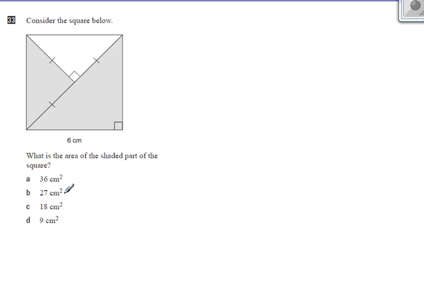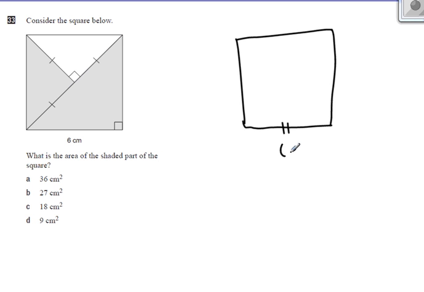Okay, looking at the next question. It says, consider the square below. What is the area of the shaded part of the square? So obviously an area question, and there's a square here. So let's start by finding the area of the entire square. So again, it's a square, so if this dimension is 6, then this dimension is 6. And the whole thing has an area of 6 times 6 is 36.